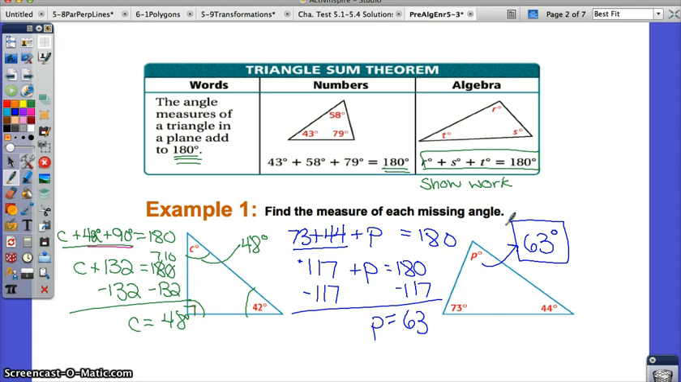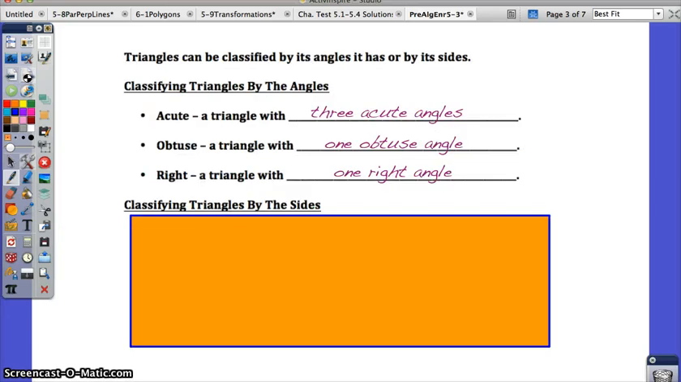Always, always, always show your equation work. I know that you can do it without it, but the equation is what we want to see. You are in pre-algebra, we want to see that work. We can also classify triangles, and we can classify triangles two ways. We can classify them by their angles and by their sides. Let's start with just the angles.